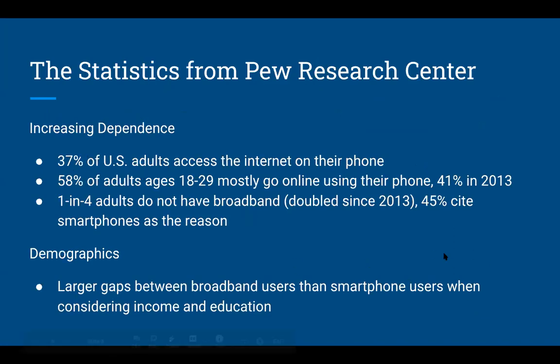So, some of the statistics, some of the research on why we should be taking more advantage of smartphones in our classes. In the first section, I'm talking about adults in general. So 37% of US adults access the internet on their phone. So it's a good chunk of US adults. 58%, more than half, ages 18 to 29, mostly use their phone to go online. And 1 in 4 adults don't have broadband because half of them say because they have smartphones to access broadband.